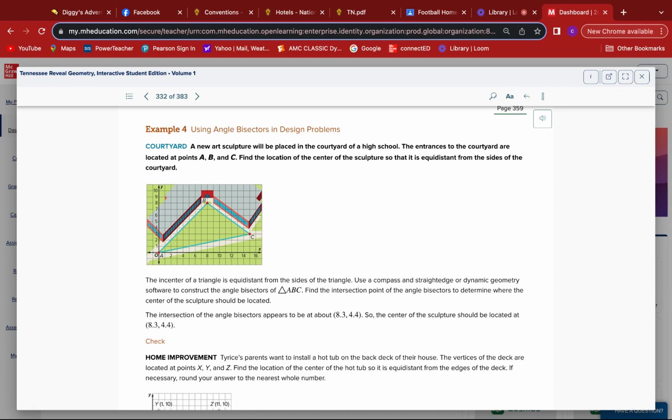A sculpture will be placed in the courtyard of a high school. The entrances to this courtyard are located at points A, B, and C. Find the location of the center of the sculpture so that it's equidistant from the sides of the courtyard.